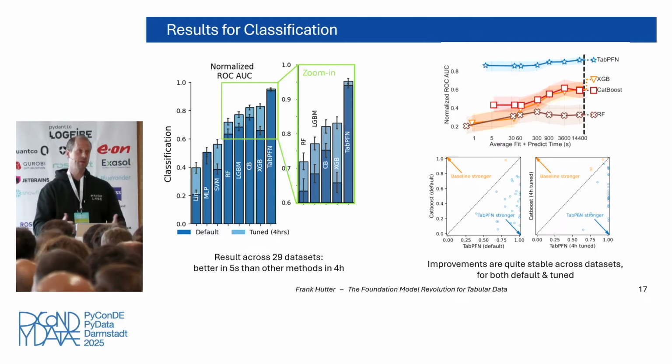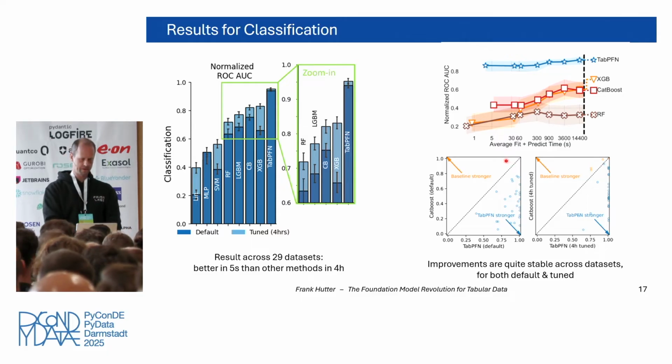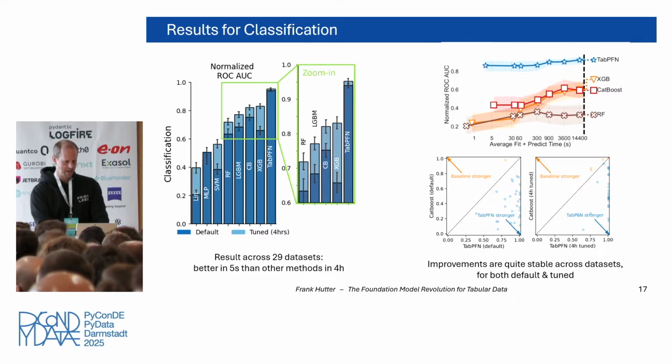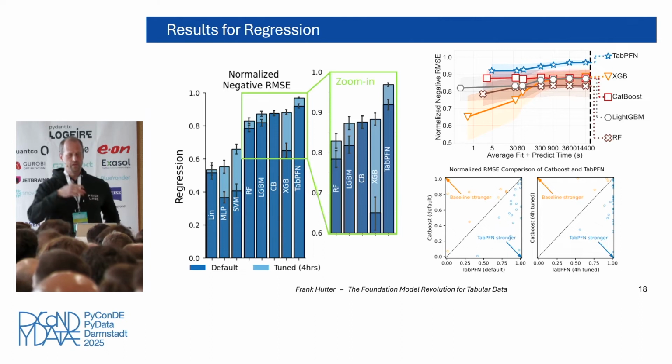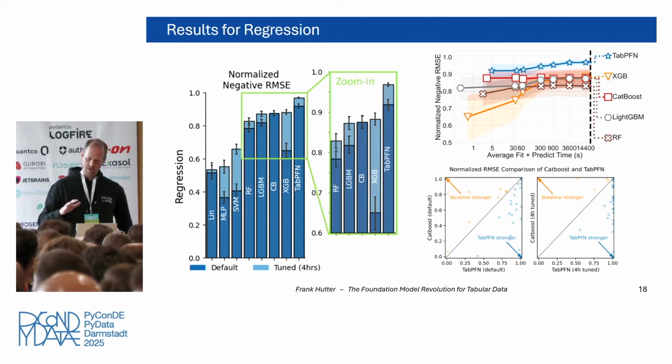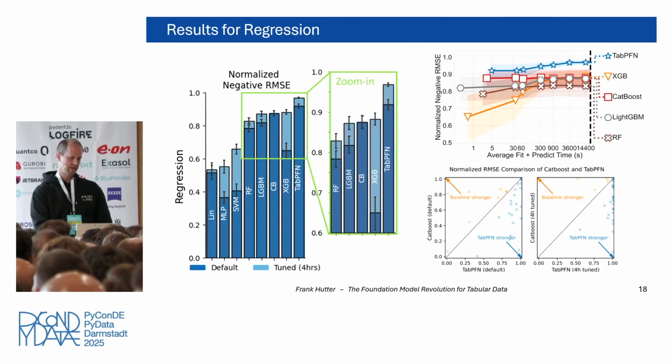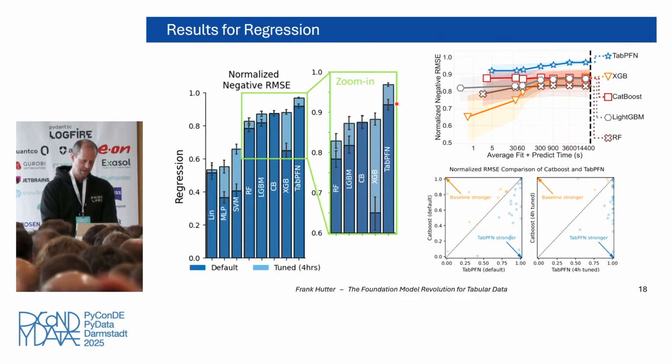Disclaimer, it's not better on every single data set. So here is, for example, a data set where CatBoost in the default is better, and on these 28, TabPFN is better. And after tuning, this is sort of still the case. For regression, results are similar, but not quite as good. So still, the default is better than the tuned version. But there's more data sets where CatBoost is already better in the default.